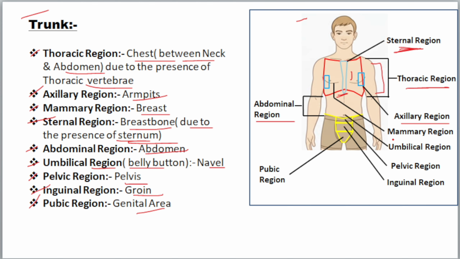Breast portion is called the mammary region. And the navel portion is called the umbilical region. This pelvis portion is called the pubic region. This groin portion is called the inguinal region. Pubic region: the genital area of the body is called the pubic region.